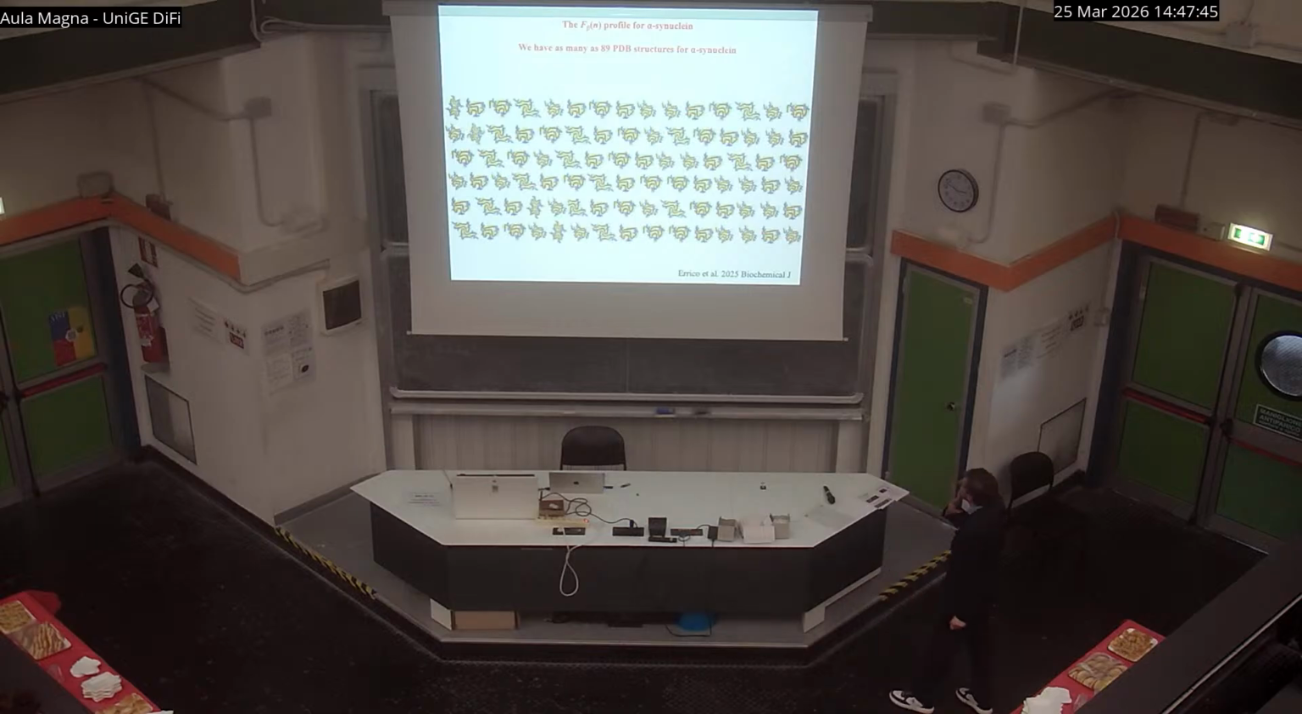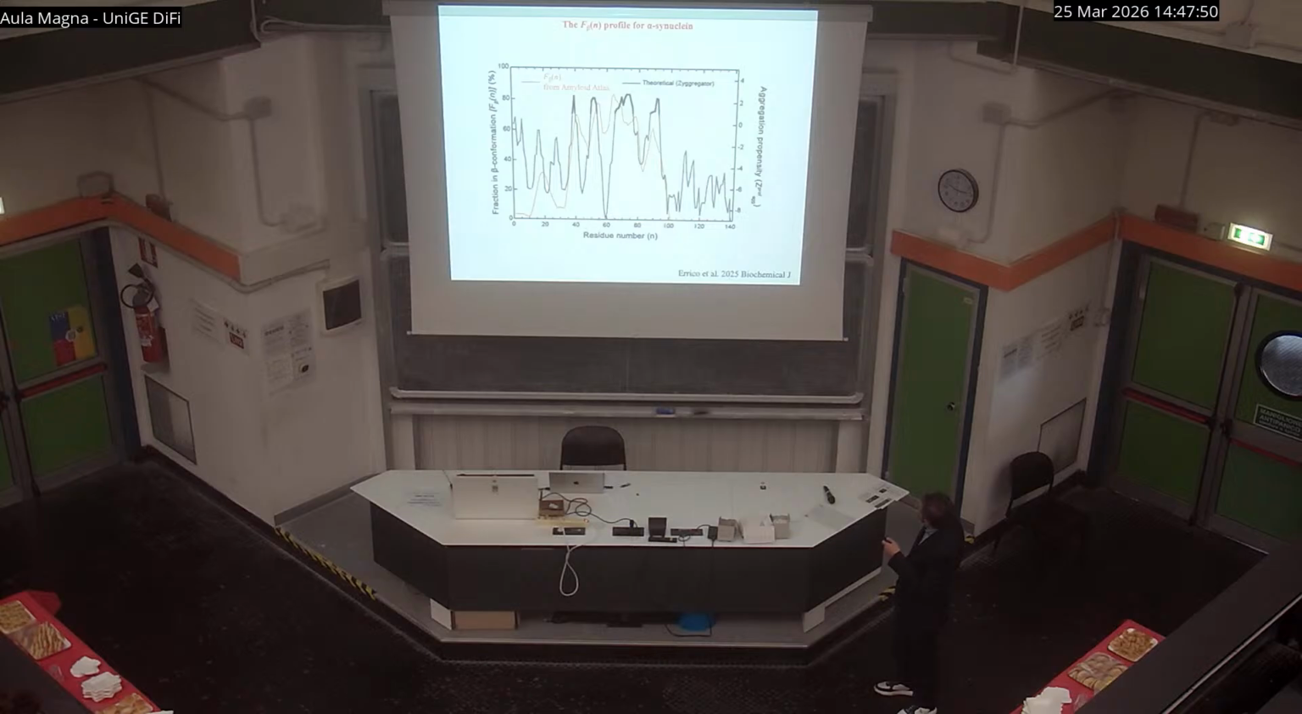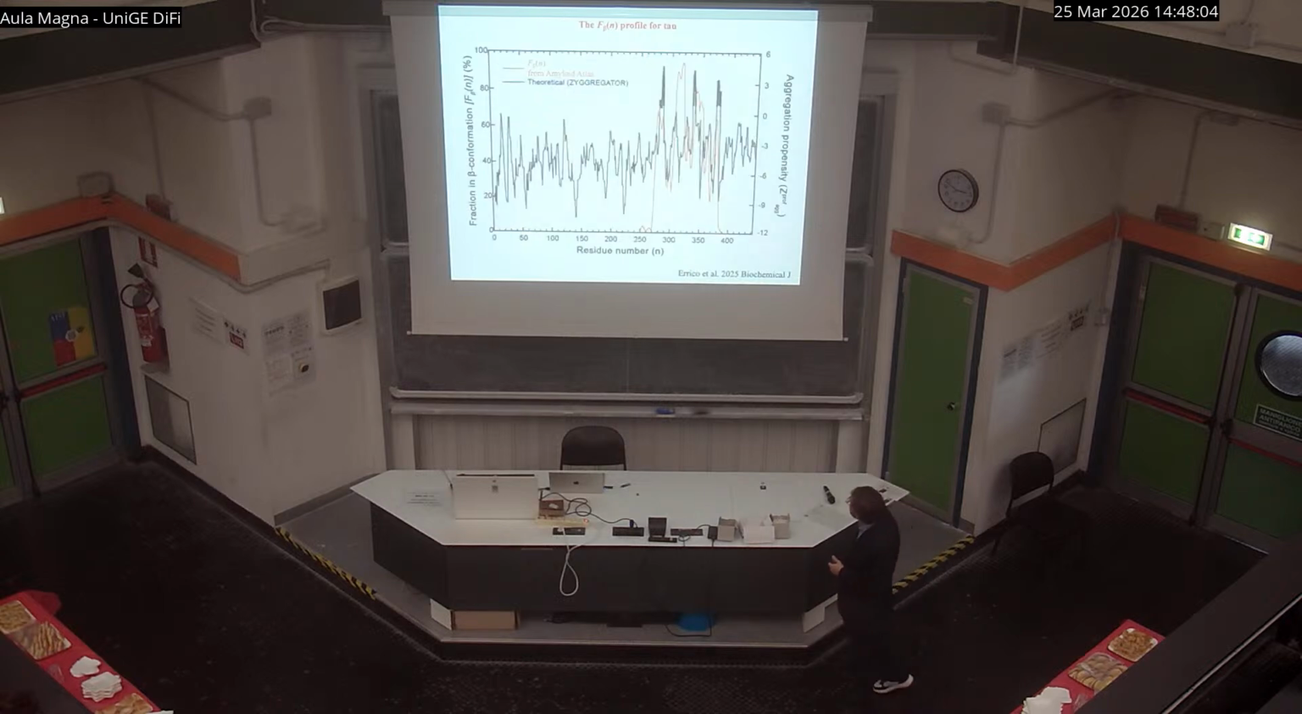For alpha-synuclein, there are even 89 PDB structures. And you can see the comparison between the F beta N profile, which is an experimental measurement, with Ziggregator. And you can see a colocalization of the peaks in most cases. And also for tau. In tau, we could see just a discrepancy here because there are 2 peaks theoretically, only 1 peak experimentally. So maybe experimentally we have only 1 region and we have just 2 peaks. But you can see that there is, on average, a very good agreement.